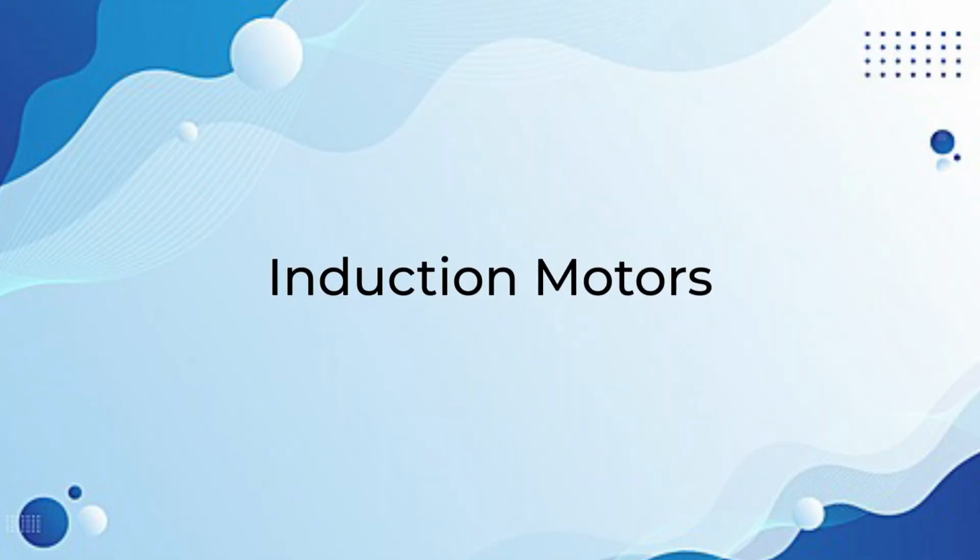Now, let us discuss a bit about induction motors. An induction motor is an AC, that is alternating current, electric motor, in which the electric current in the rotor needed to produce torque is obtained by electromagnetic induction from the magnetic field of the stator winding. An induction motor can therefore be made without electrical connections to the rotor.